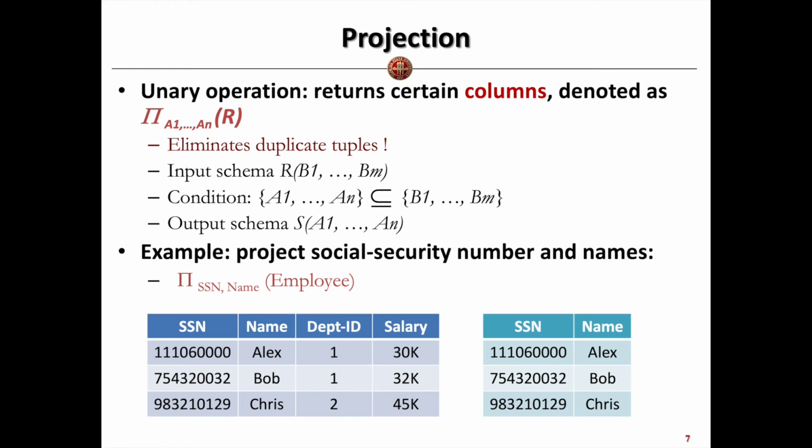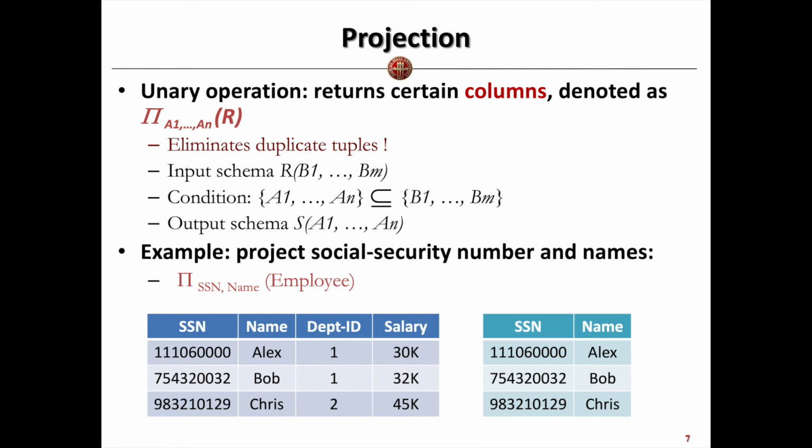We can provide you with an example. Then let's assume we still work on the employee relation. We have the employee table as shown on the left-hand side. We have 3 data tuples. Here, we want to project the social security number as well as the names. In other words, we plan to get all the social security numbers and names of all the data records we have in the table.